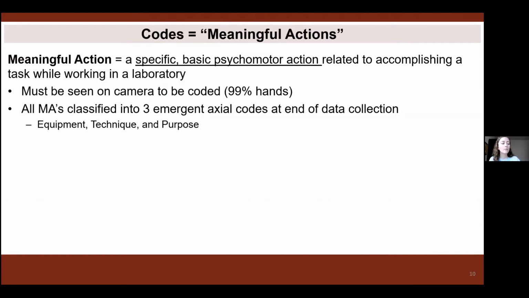So the coding started off with a basic level of coding what I called meaningful actions. So a meaningful action is a specific physical action that they did related to accomplishing a task while they're in the lab. And so there were 3 categories that emerged for how to sort meaningful actions. I'll talk a bit more about that in a moment, but essentially I sorted every action into an equipment, a technique, and a purpose category.